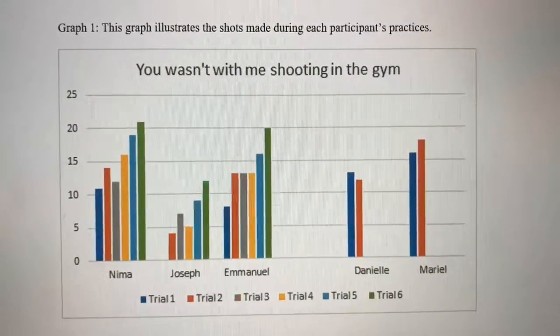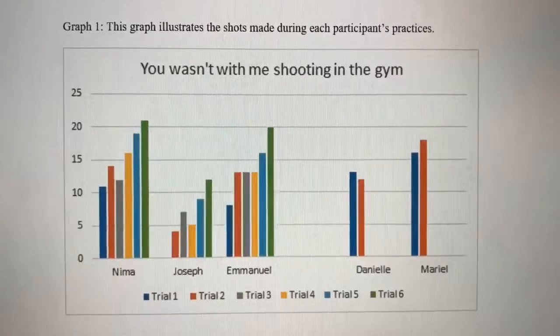This graph is a visual representation of shots made per trial by each participant.